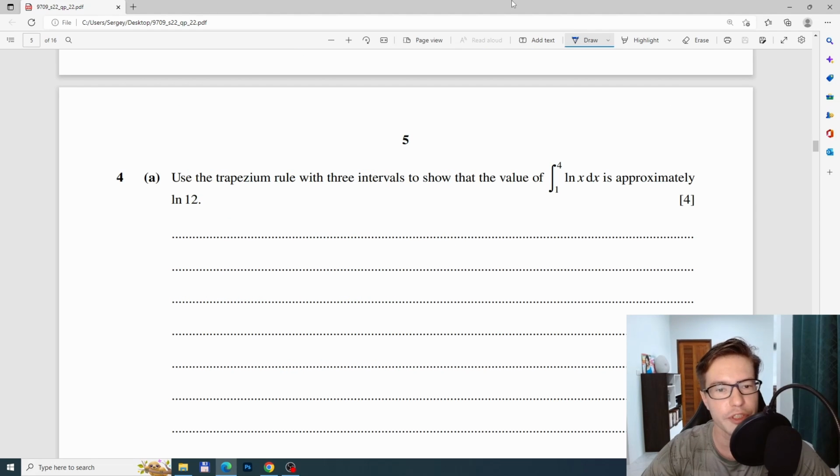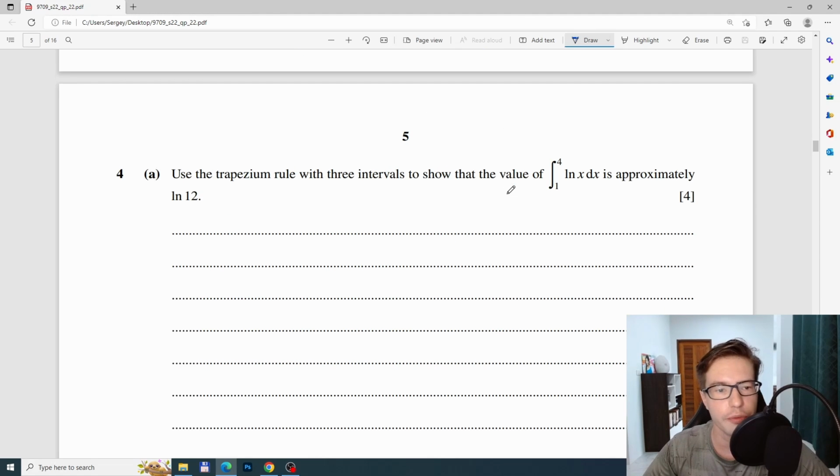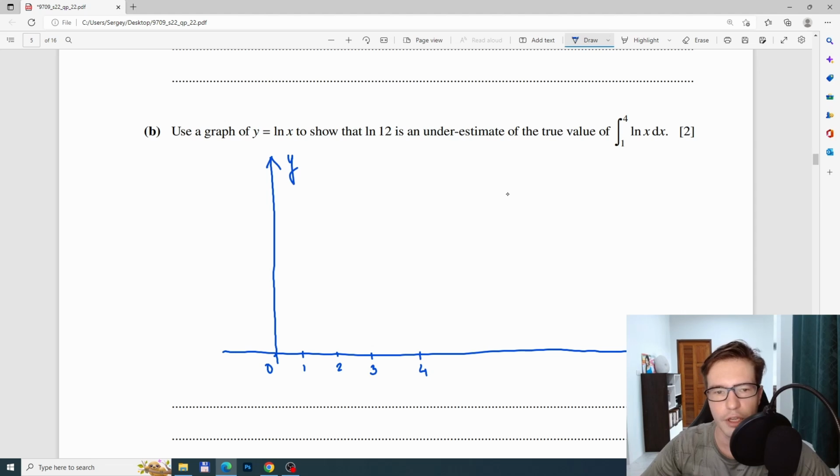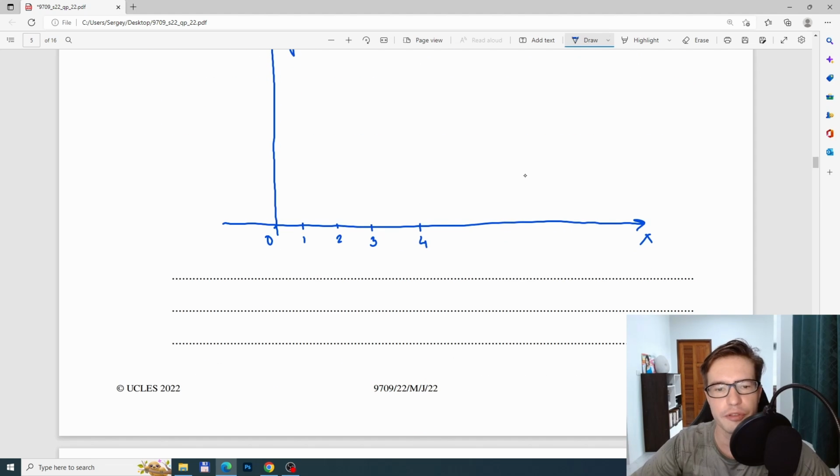Okay, question 4, trapezium rule. And I will actually start with question B because it's going to be easier to explain what I'm going to do in part A. So first we'll have to draw a sketch of y equals natural log x. And it's going to look something similar to this.